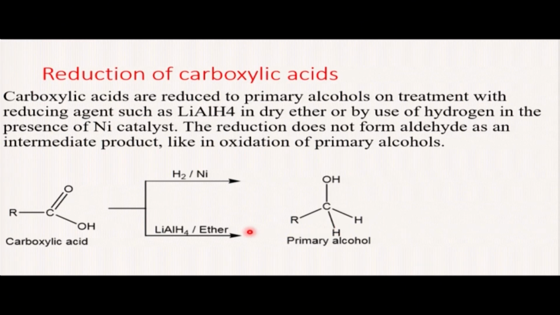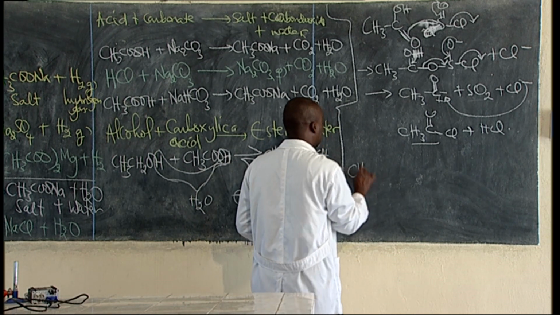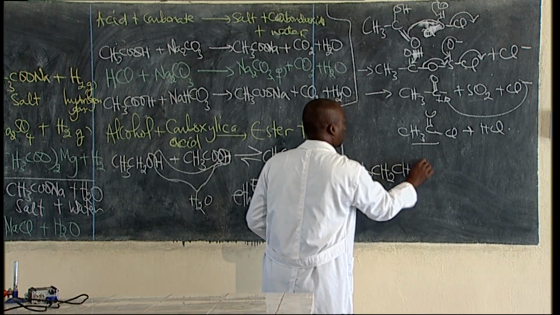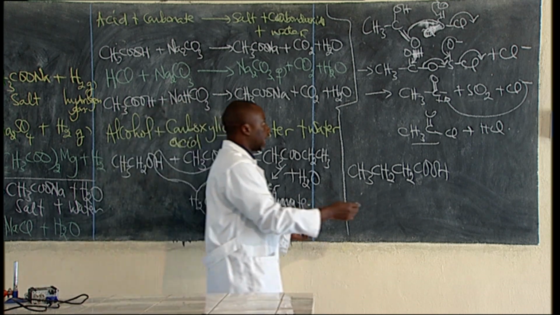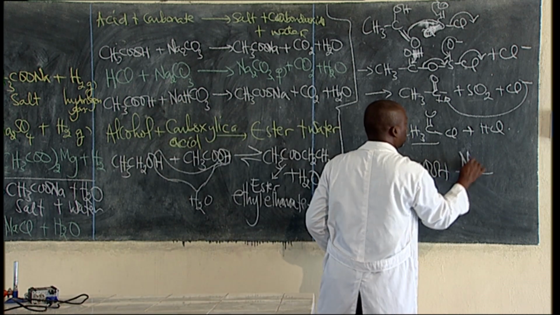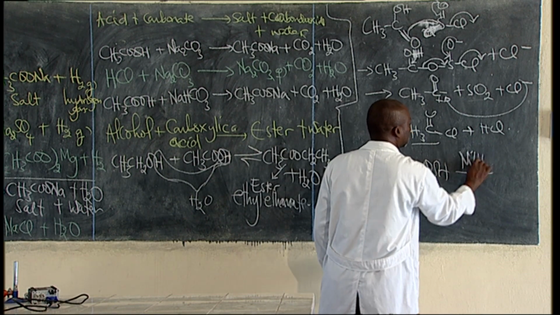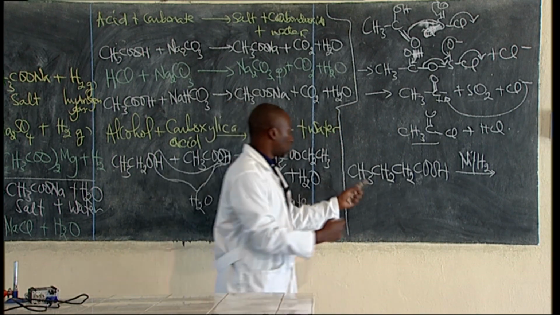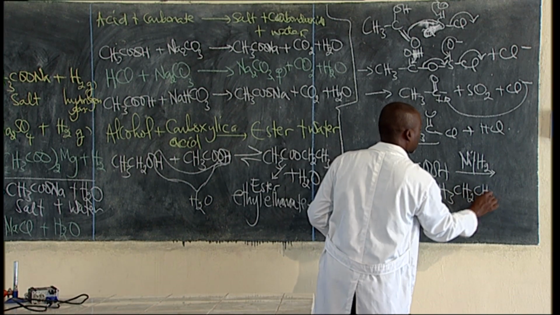So if you have a carboxylic acid, for example CH3CH2COOH, this is propanoic acid. In the presence of a reducing agent, nickel as a catalyst, reacting with hydrogen, so the reducing agent is hydrogen, this one will give propanol. It will reduce it to propanol.